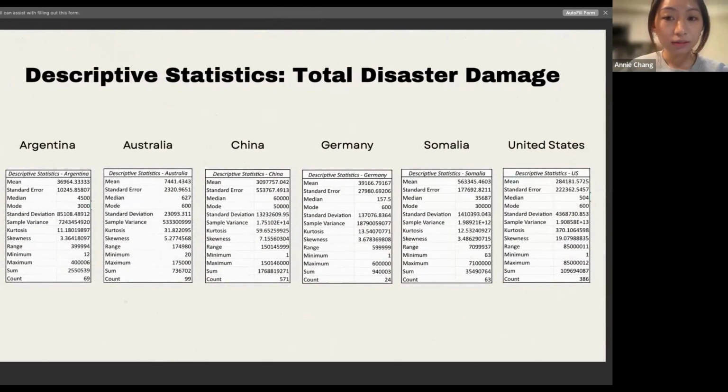Moving on to our second research question, which is: do regions that experience more climate-related natural disasters also have higher migration rates? Looking at the descriptive statistics for the total disaster damage for the six countries, which are Argentina, Australia, China, Germany, Somalia, and United States, these numbers help us verify the patterns that we see in the maps and chart later on in our data table.